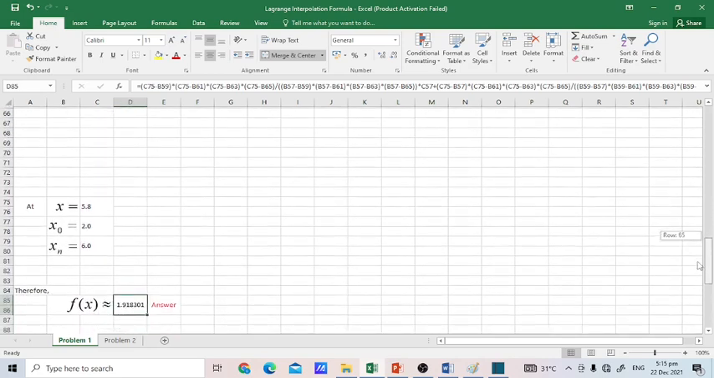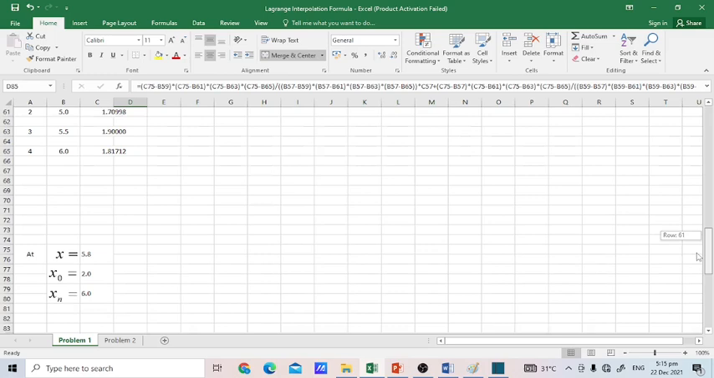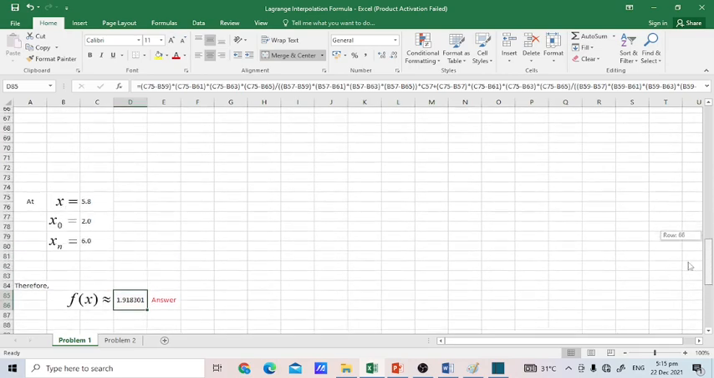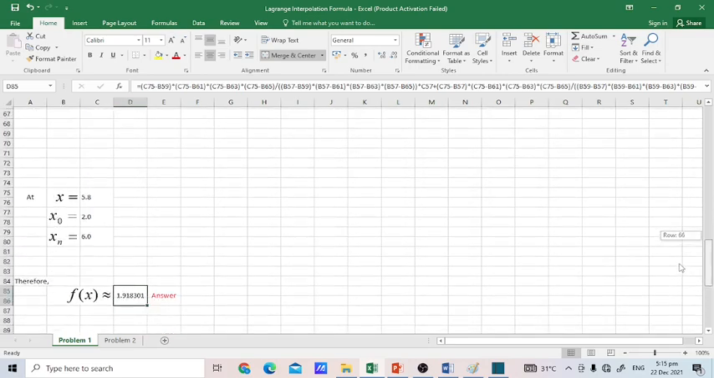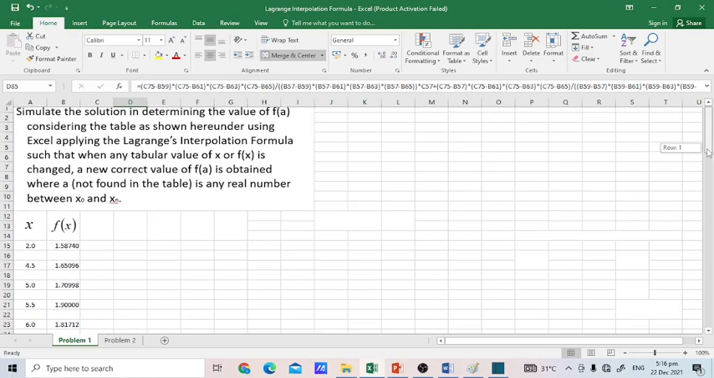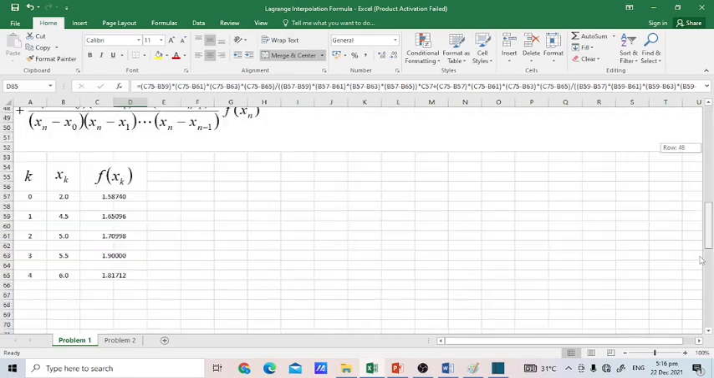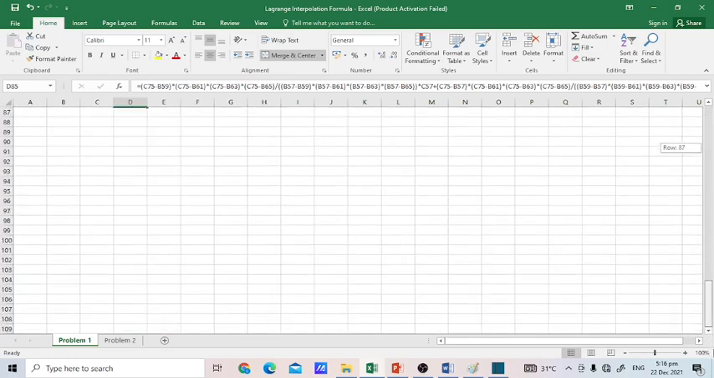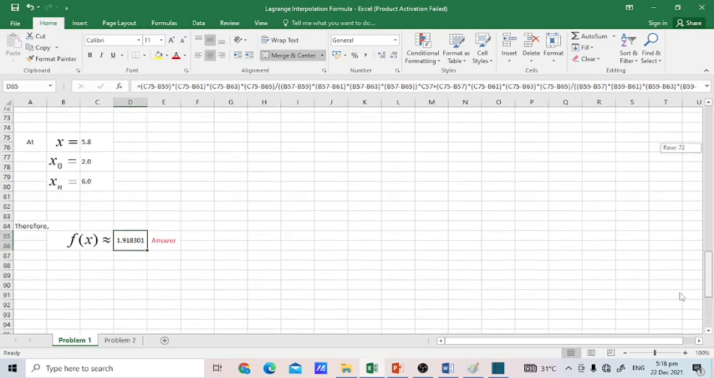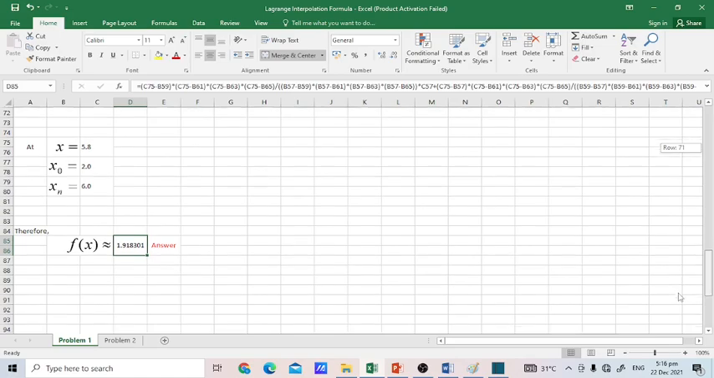Alright, I hope you get it. This is what you will do, class. Simulate using the Lagrange interpolation formula. Just follow the instruction. The answer should automatically be correct when I change the values in your Excel file. So, that's it. Good day, everyone.